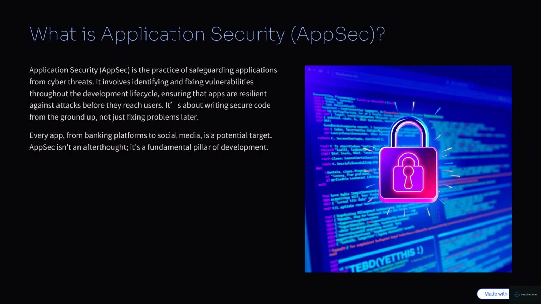Let's talk about application security. So what is application security? Application security is also called AppSec. It is a practice of making your app secure by finding and fixing vulnerabilities before an attacker can exploit them. It is not just about writing code, it is about writing secure code. Whether it is a banking app, an e-commerce site, or even a simple portfolio, attackers look for ways to break in. That's why security should never be an afterthought.